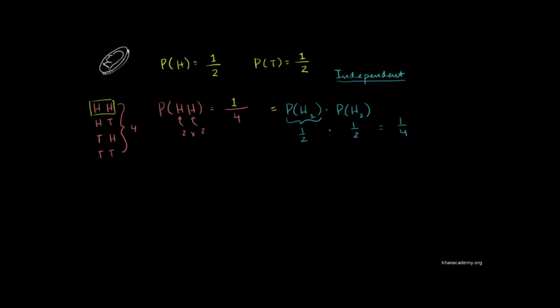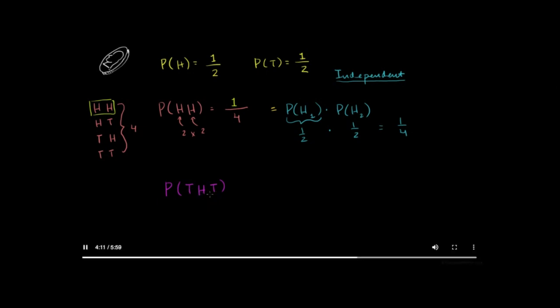Let's take it up another notch. Let's figure out the probability, and we've kind of been ignoring tails, so let's pay some attention to tails. The probability of getting tails, and then heads, and then tails. So this exact series of events. So I'm not saying in any order, two tails and a head. I'm saying this exact order. The first flip is a tail, second flip is a head, third flip is a tail.